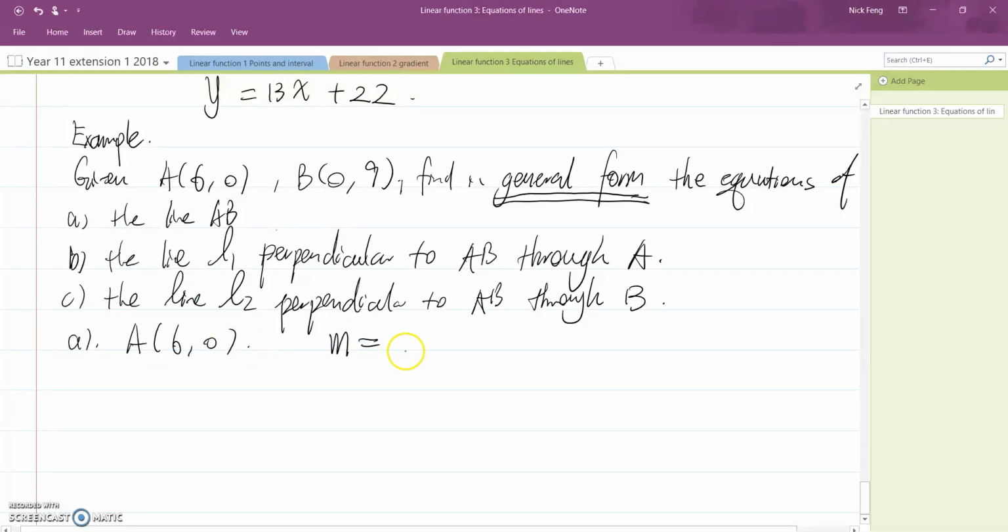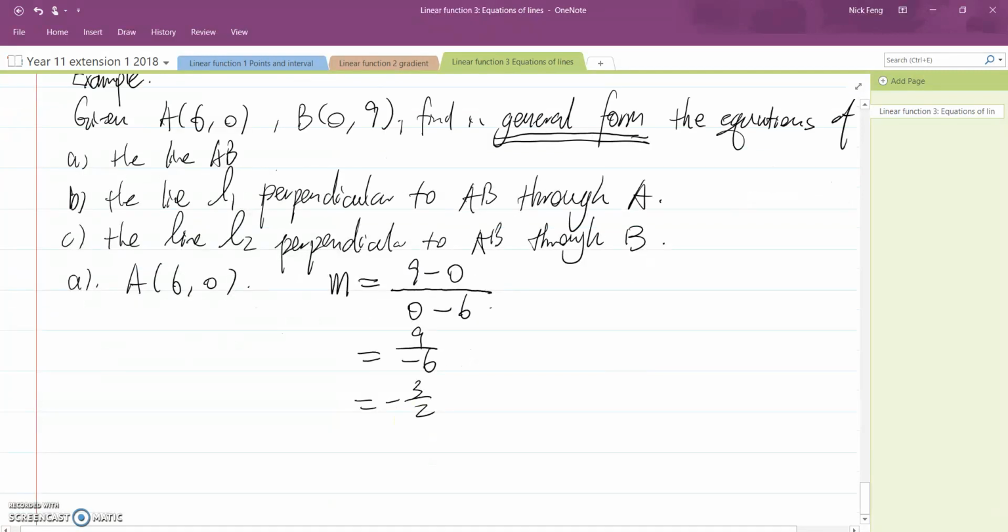The gradient, remember, is y minus y1 over x minus x1. They'll give you 9 over negative 6, that is negative 3 over 2. So the gradient is negative 3 over 2. Therefore, using the point-gradient formula, y minus y1 equals m times x minus x1, we have y equals negative 3 over 2 x plus 3 over 2 times 6, that is 9.